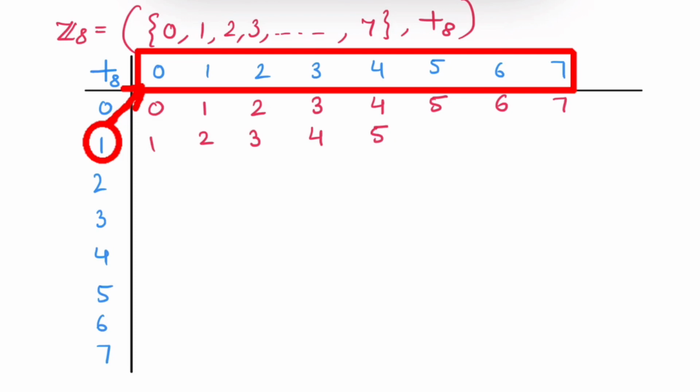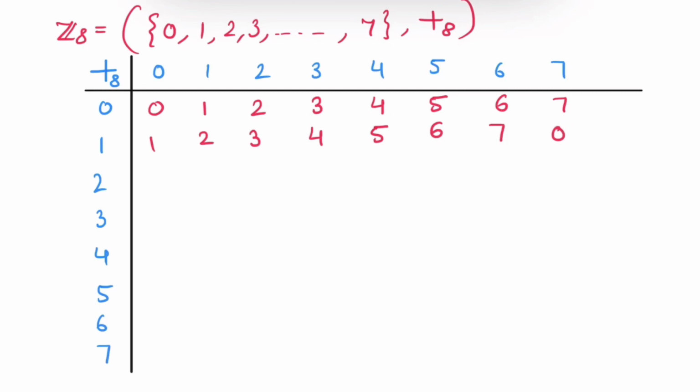1 plus 5 is 6, and the remainder is 6. 1 plus 6 is 7, and the remainder is 7. 1 plus 7 is 8, and when 8 is divided by 8, the remainder is 0. In the same manner, we can fill the remaining entries.